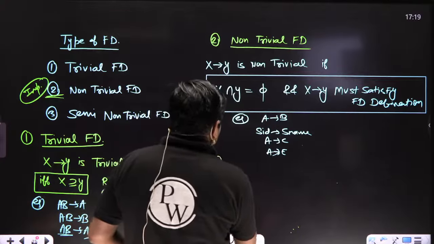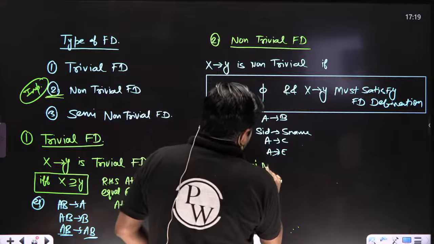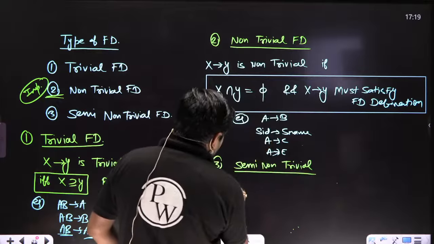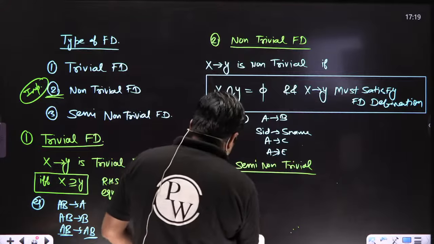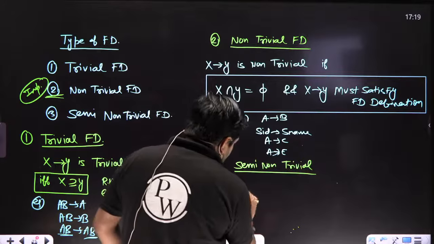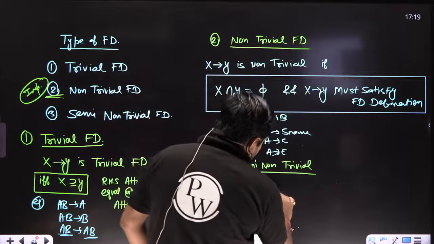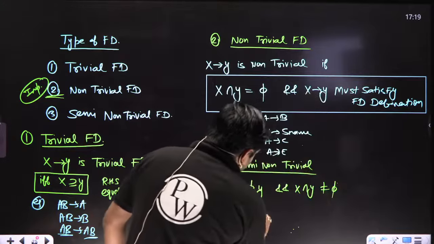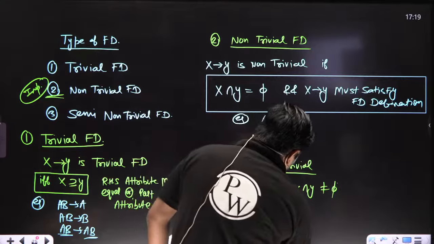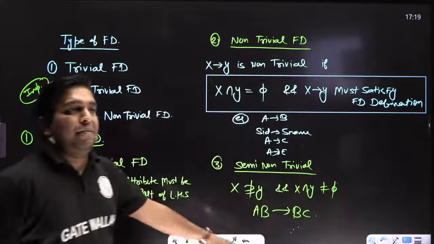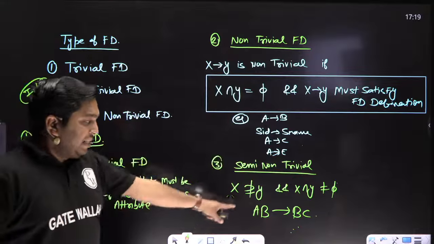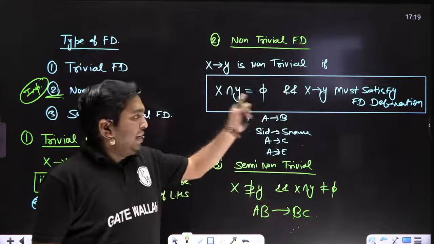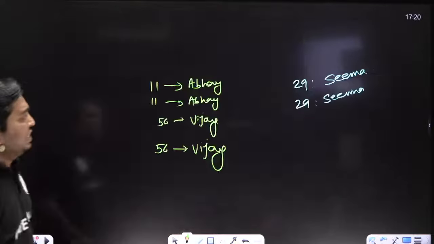Now, the third one is what? Semi non-trivial. Semi non-trivial means neither trivial nor non-trivial. That is, X determines Y where X is not a superset of Y and X intersection Y is not empty. For example, AB determines BC. Neither is AB a superset of BC, nor is the common part phi, my dear. These are the types of FDs.